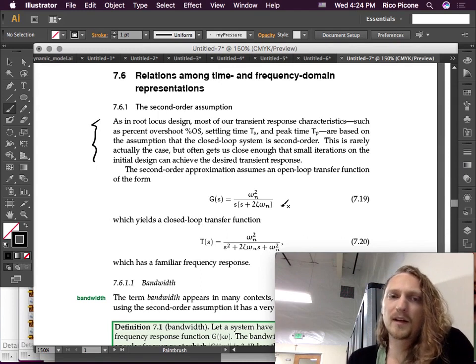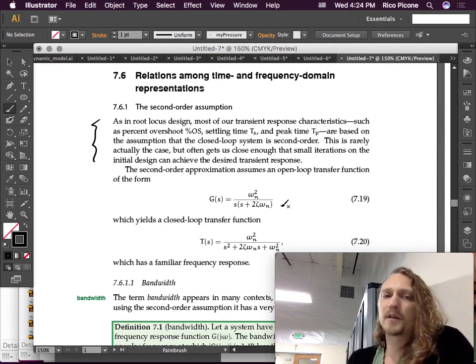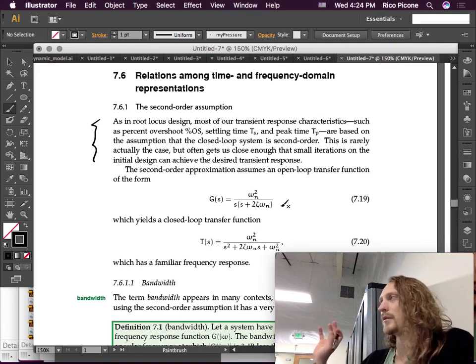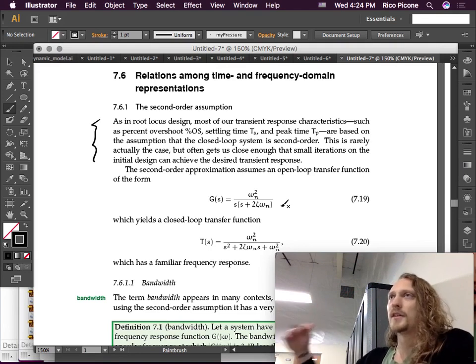But this is rarely actually the case, as we know, but often gets us close enough that small iterations on the initial design can achieve the desired transient response. So we get close using some design rules, and then we can iterate using simulation.